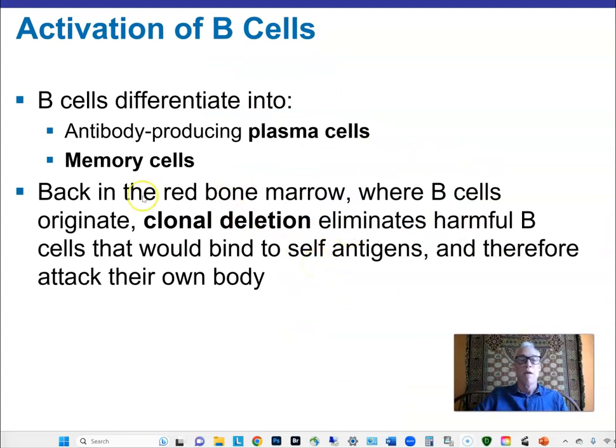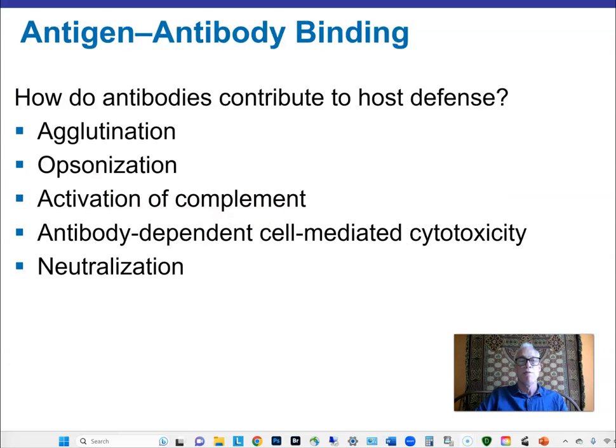So as I was saying, during development, you produce just a myriad of different B cells, each with a unique receptor, some of which would recognize all your own body's proteins. Kill all those off, you're left with just the ones that recognize foreign antigens, and those are the ones that can be retained in your lymphoid tissues.